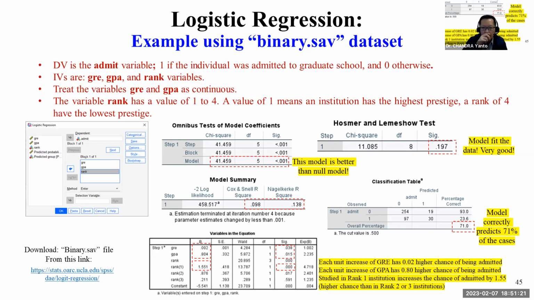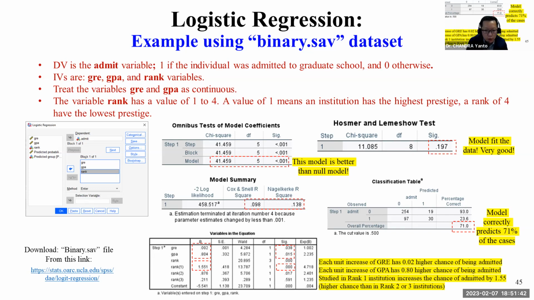Look at that. Whether someone gets admitted as 1, or not admitted as 0, look at the classification table there. It has a 71% overall percentage. So this says that this model correctly predicts 71% of the cases, which is pretty good, right? It's more than 50%. So 71% is pretty good.